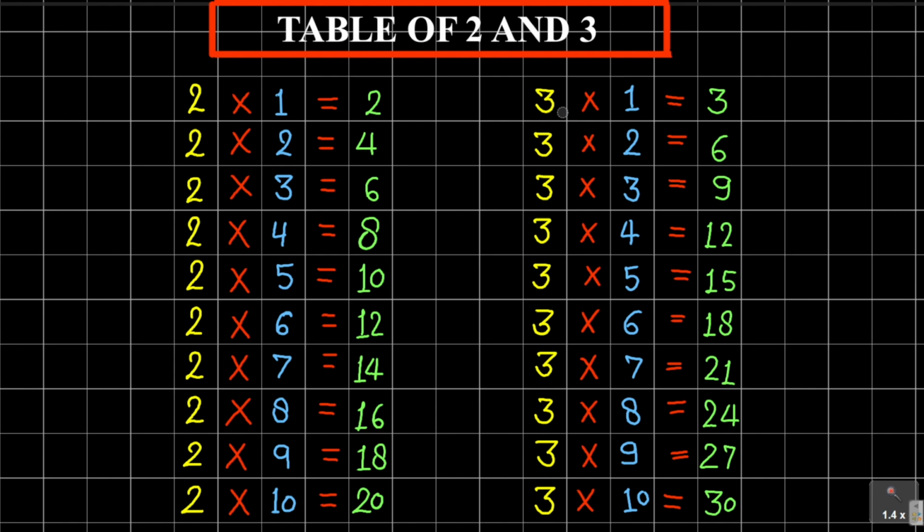एक बार हम इसको फिर से पढ़ेंगे। 3 1s are 3, 3 2s are 6, 3 3s are 9, 3 4s are 12, 3 5s are 15, 3 6s are 18, 3 7s are 21, 3 8s are 24, 3 9s are 27, 3 10s are 30.